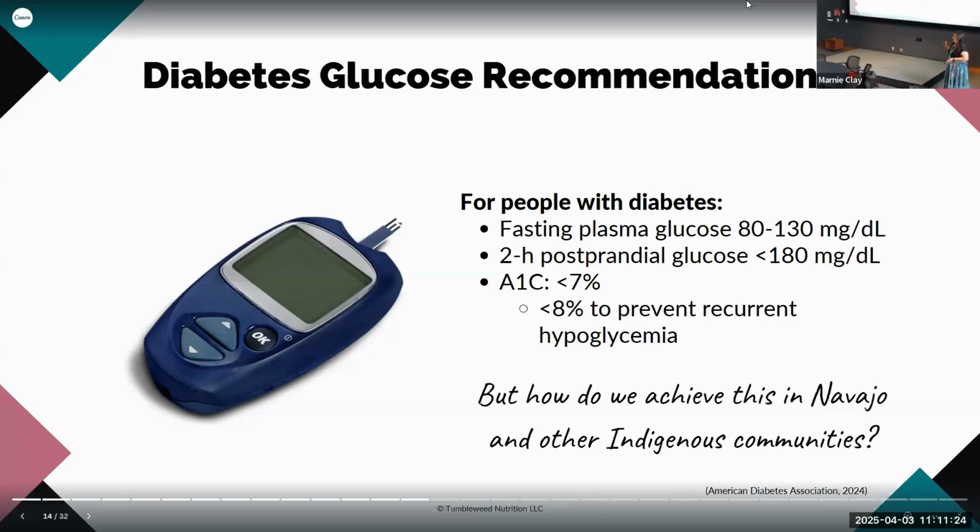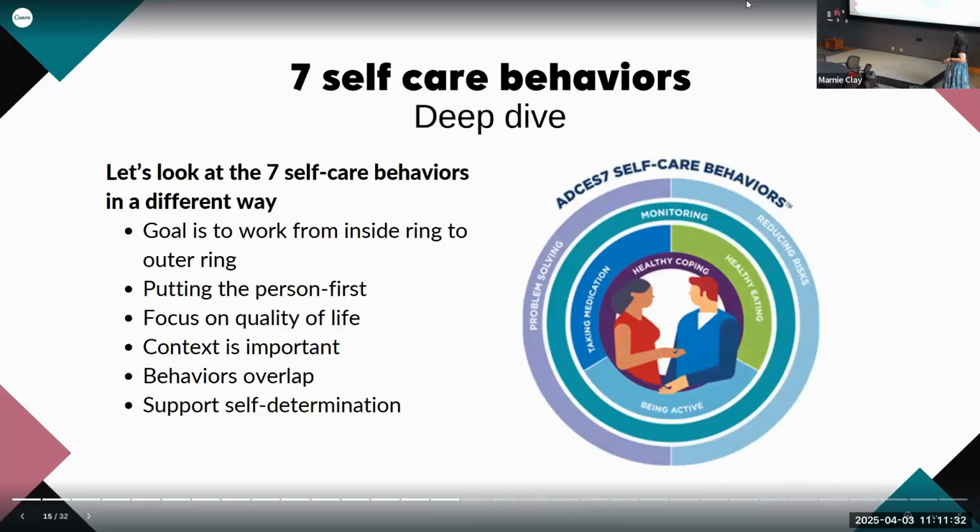And how do we frame it using the frameworks based on evidence-based care like the ADCES 7 self-care behaviors? So this is what the ADCES 7 self-care behaviors are. The goal of this is to work from the inside of the ring to the outer ring. You see how in the middle there's people. The goal is to put the person first, not the condition.